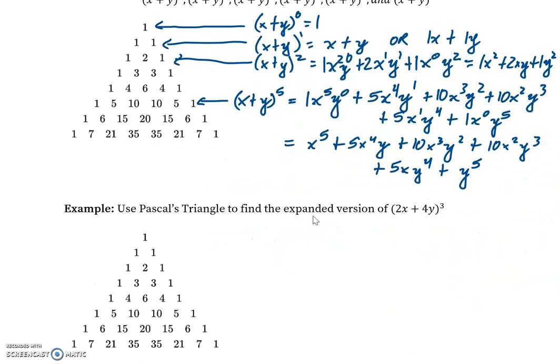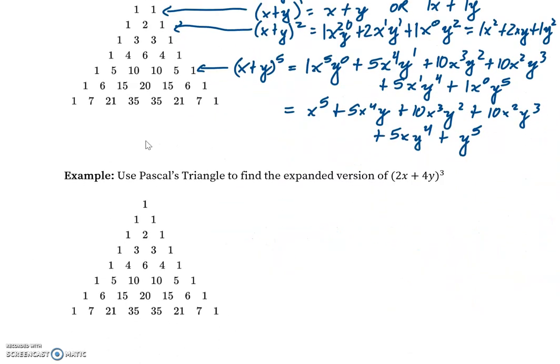Let's look at a slightly more involved one. So this one's going to say, find the expanded version of (2x + 4y) cubed. Well, first of all, we know that we are using this row, right? Because again, we look in the second diagonal, we see a 3 there, so cubed, 3. So we're going to use this one. So these are our coefficients, right? That's the idea. These are going to be the coefficients.